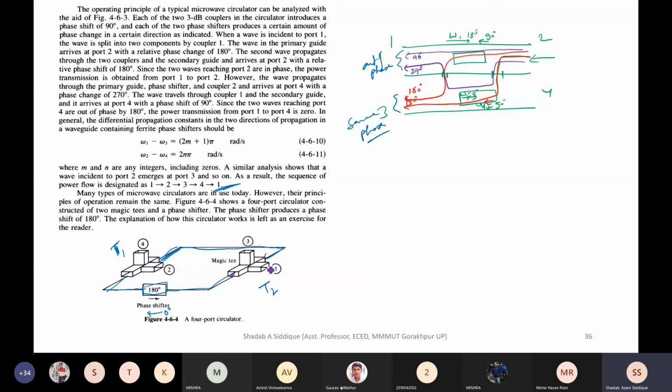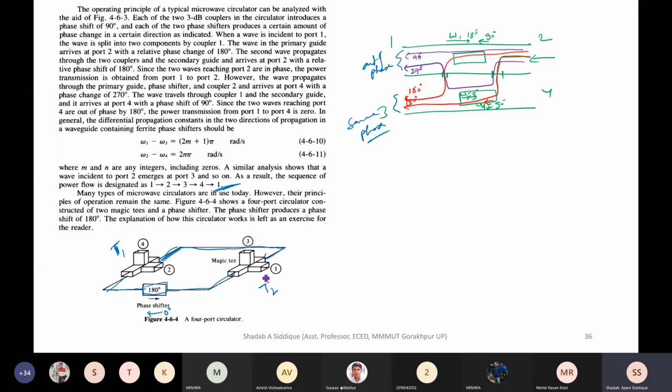This is named port 1, this is port 2, this is port 3, and this is port 4. You cannot change this to port 2, this to port 4, this to port 1, and this to port 3. If you change it, your phase shifter configuration will change. So this is designed in such a way that it will work as a circulator, using two magic Ts and a 180-degree phase shifter. I'll just explain how this works.